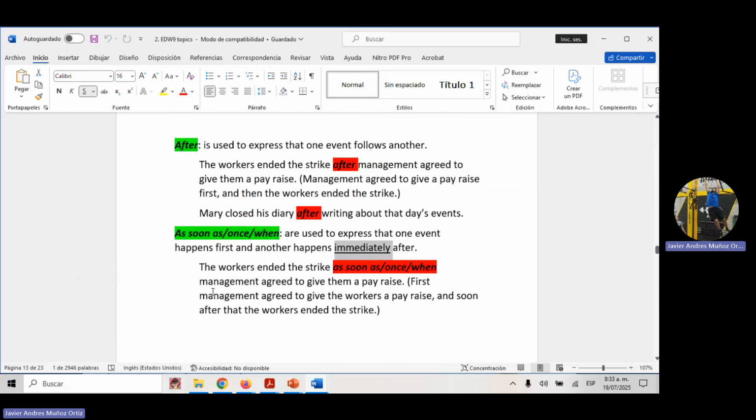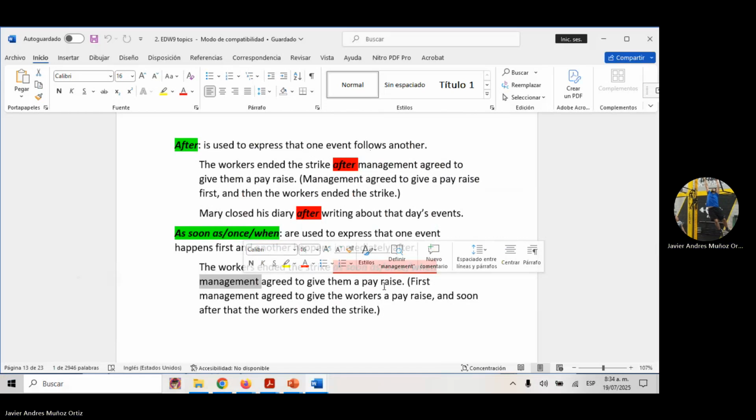In this case, management accepted to give them an increase in the payment, let's suppose yesterday at 3 p.m., right? So the announcement was made at 3:45 p.m. and then at 4 p.m., very quickly, the workers stopped the strike and started working.